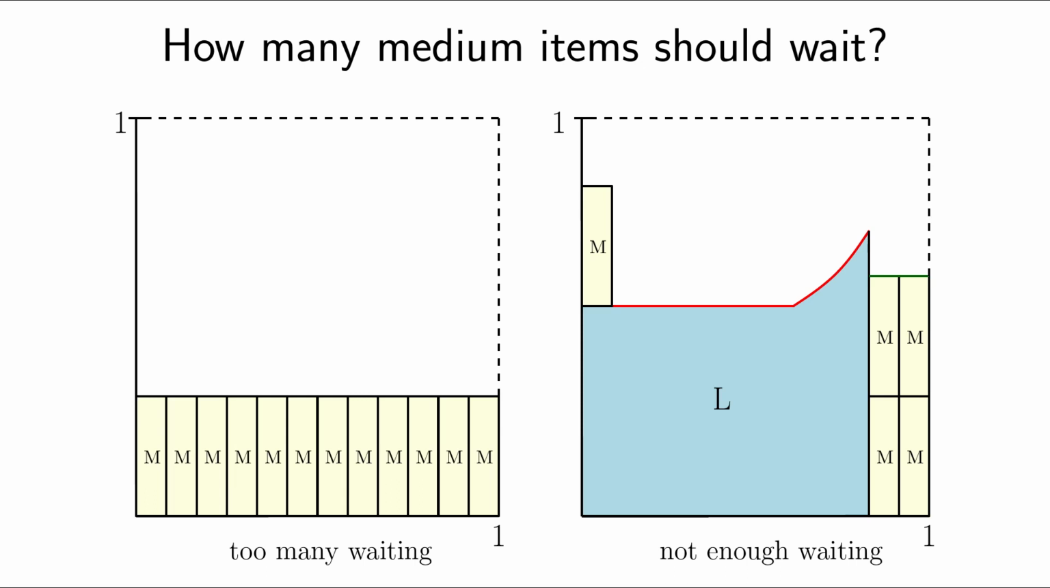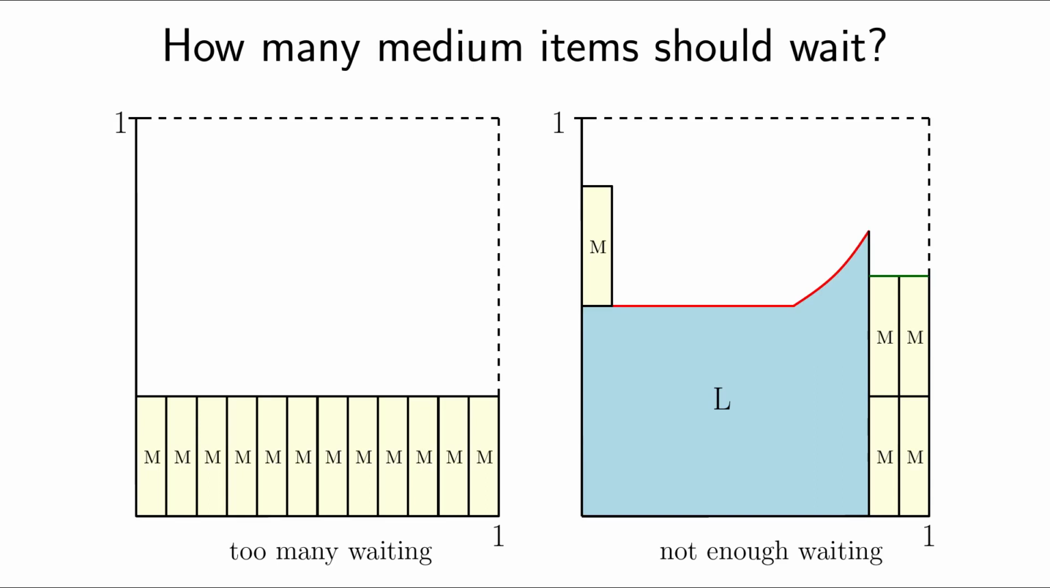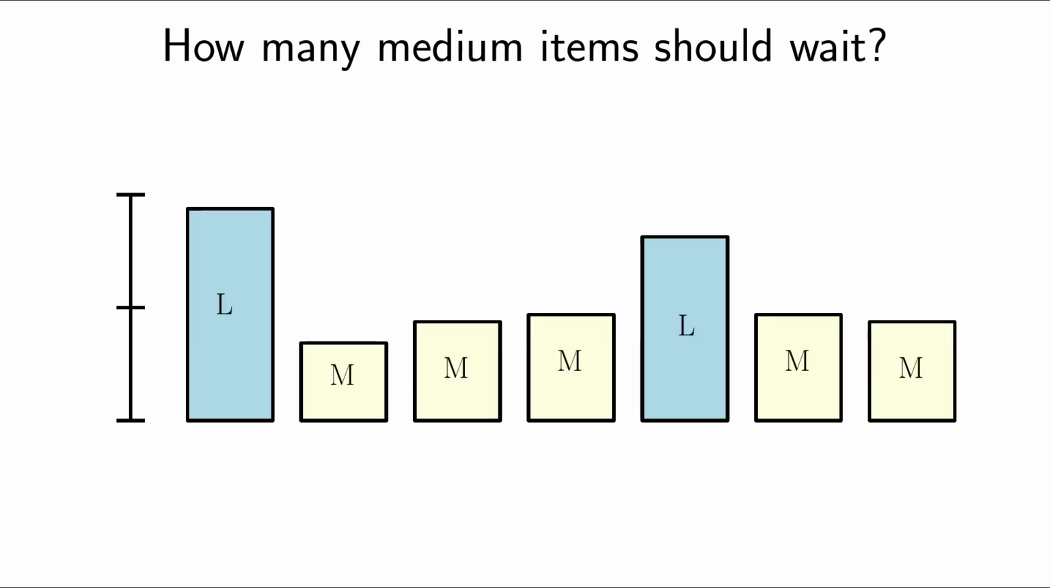Recall that gain of the algorithm must be equivalent to the area under entire function f. However, stacked medium items contribute much less gain than the threshold value. The part that is missing is depicted by the green dashed area. The missing part must be compensated by waiting items. I hope I convince you that we must strike a perfect balance with the number of waiting items.